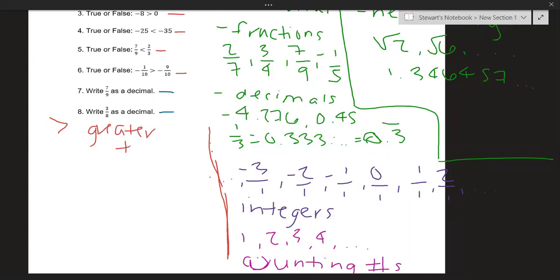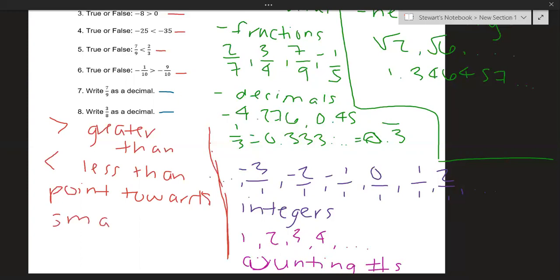This means greater than. This means less than. And the typical convention that's always used is that the point always points towards the smaller number. Sorry, my stylus is freaking out a little bit over here.